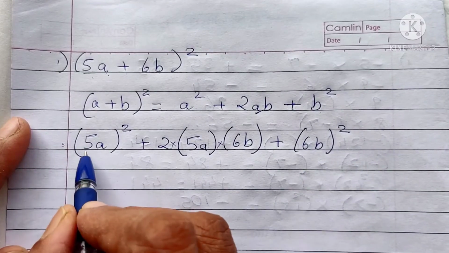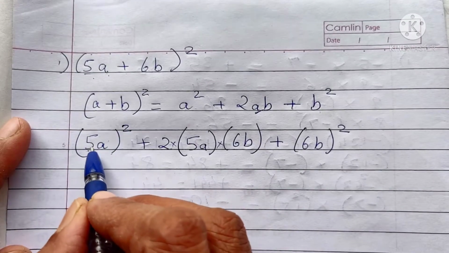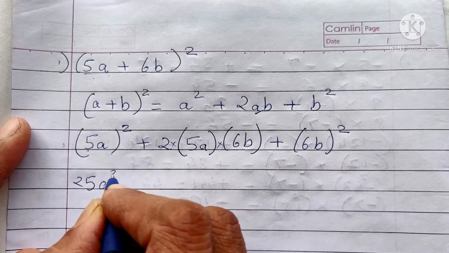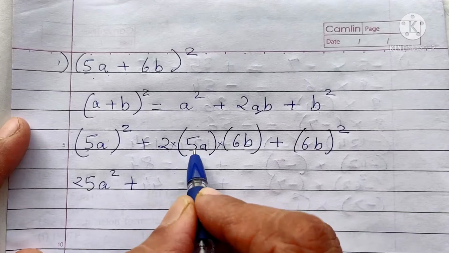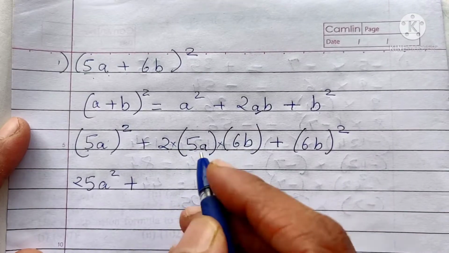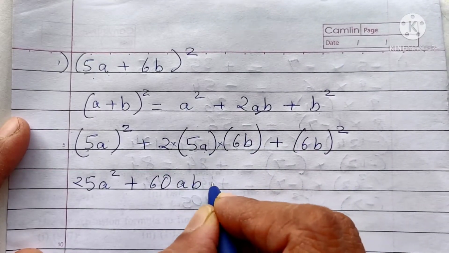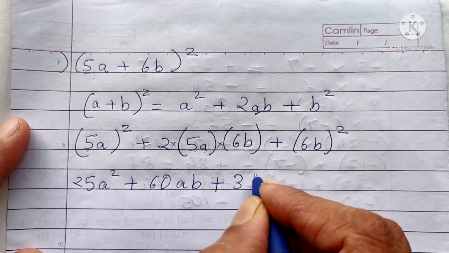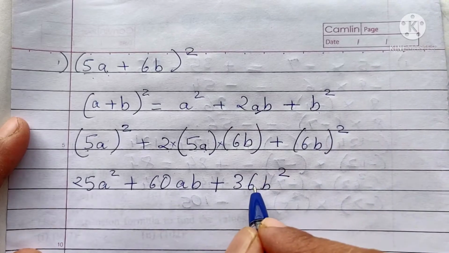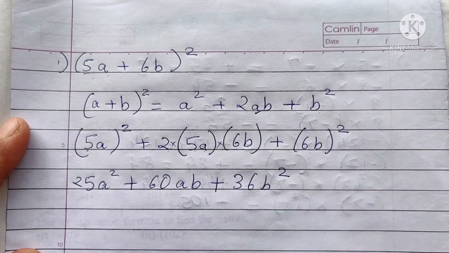Now let's solve this. Whatever terms are inside this bracket, you have to take the square of each. So first you'll take 5 square, that comes to 5 5s are 25. Then you have a square. Okay. Now plus, let's just multiply first all these numbers. So that gives us 5 2s are 10 into 6, that gives you 60. A multiplied by b is going to be ab. Okay. Plus 6 square is 36 and b square is b square. Now here you see these are all unlike terms, so you cannot add further. So this is your answer.